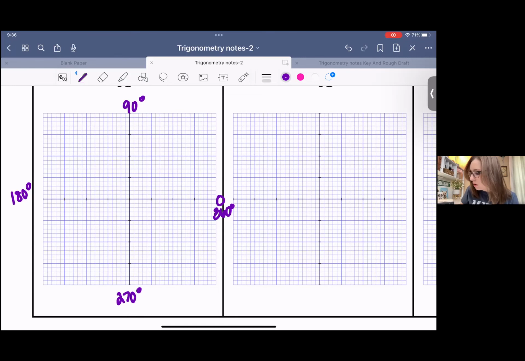So we would do the initial side here and then the terminal side there. It's close enough. And then this would be 45 degrees. And we consider this the terminal side.